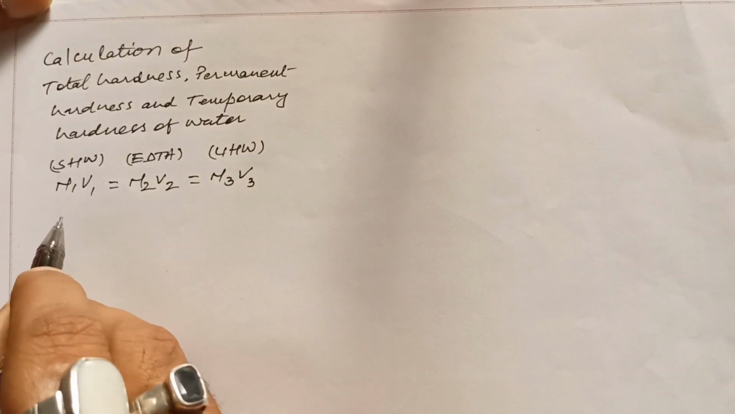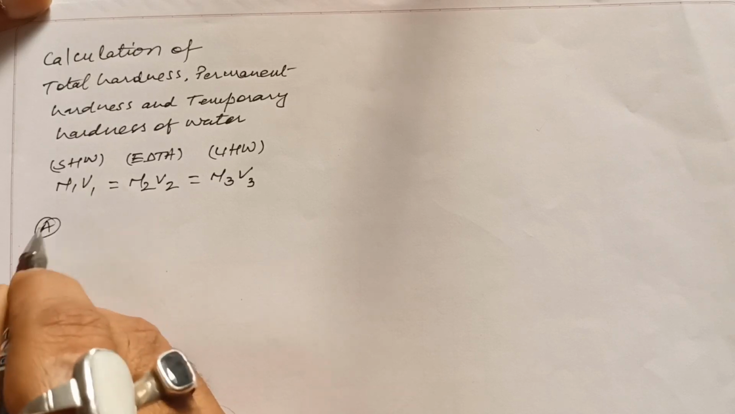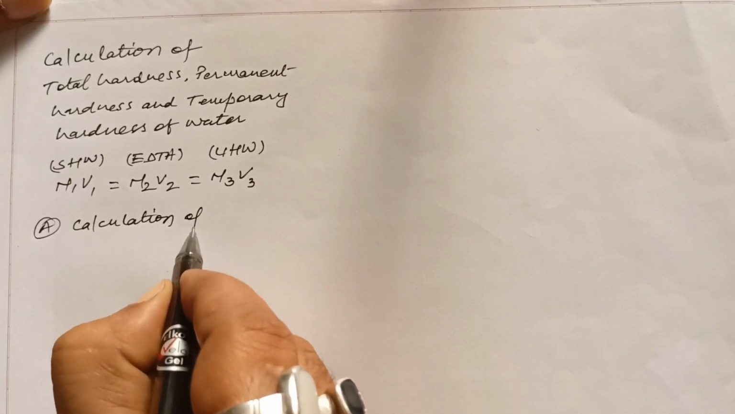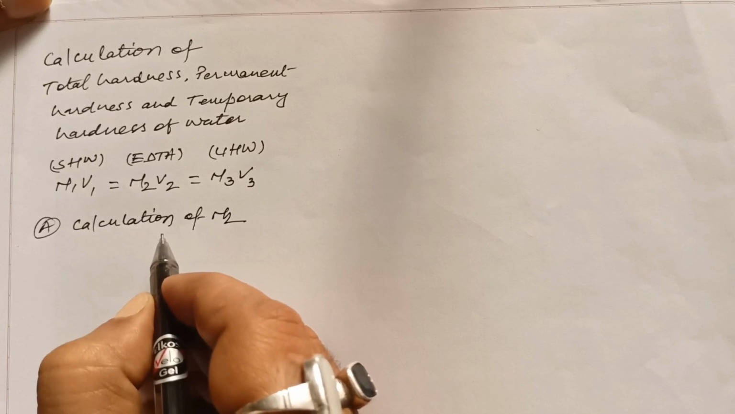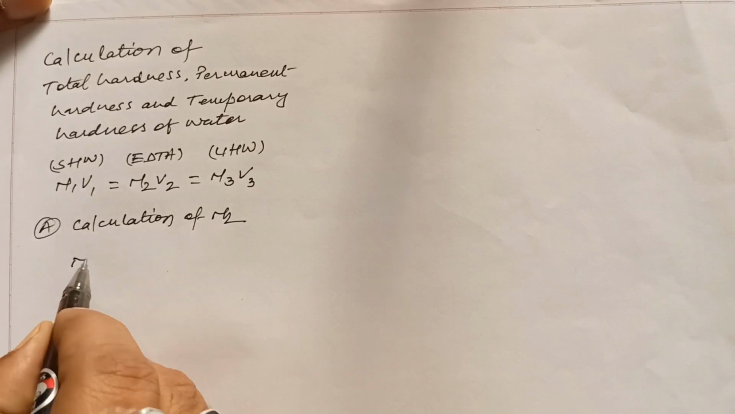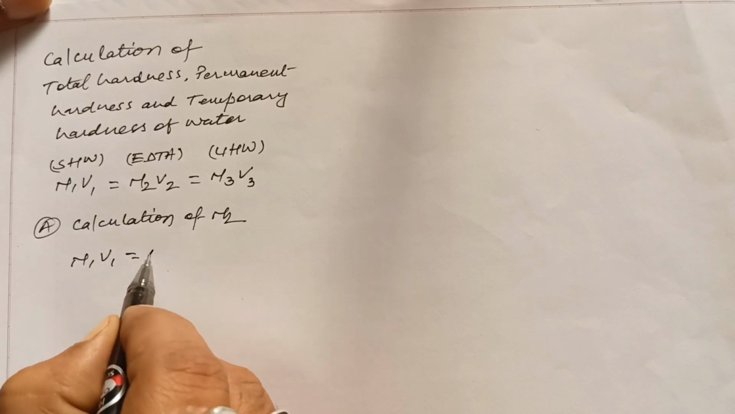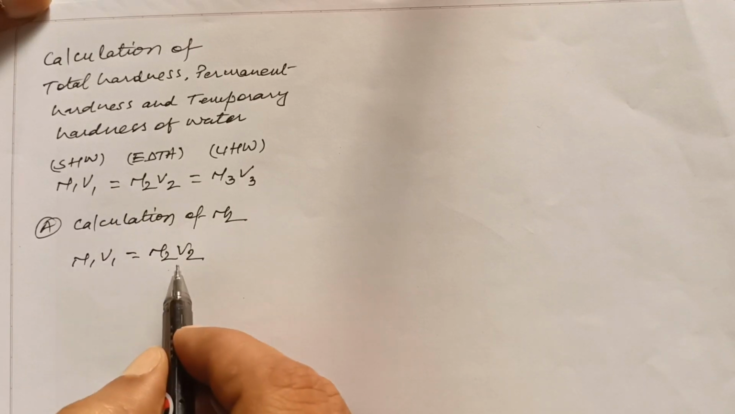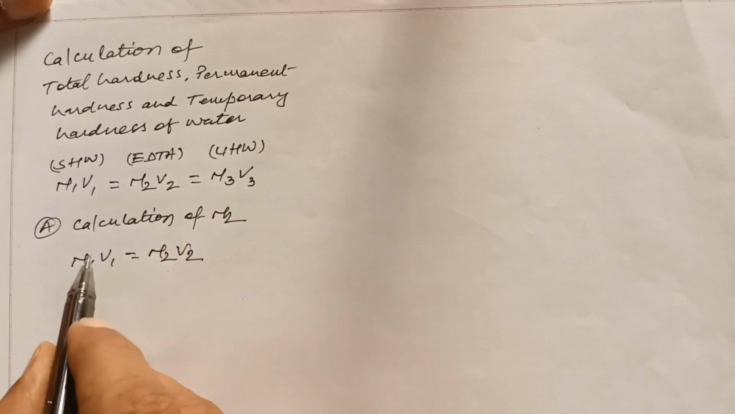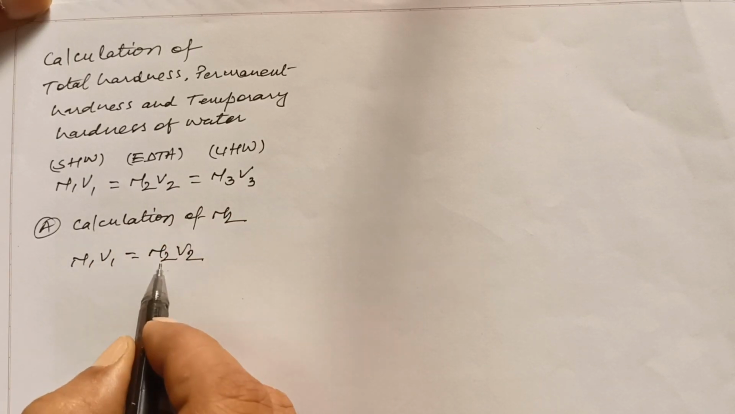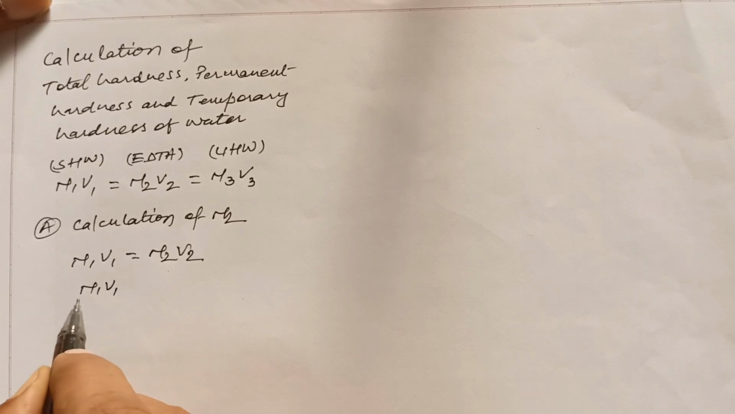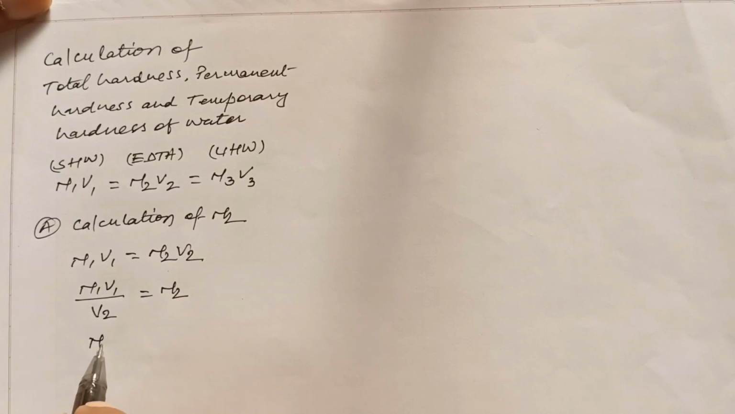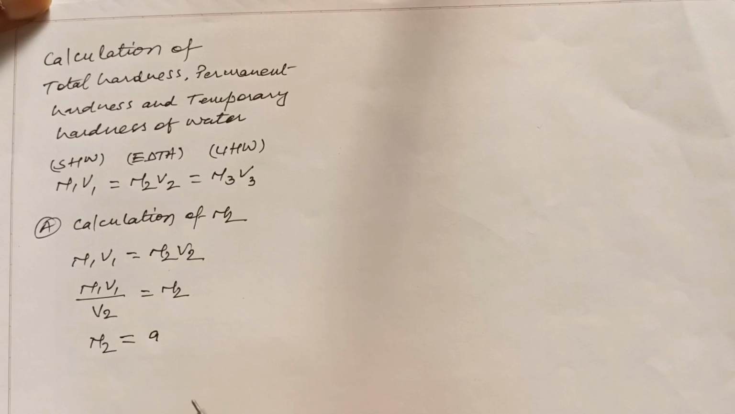So first we calculate, step A is calculation of normality N2, that means EDTA normality. So we simply put the formula N1V1 is equal to N2V2. This N1V1 is for standard hard water, this N2V2 is for EDTA solution. So we can calculate this N2. N1V1 divided by V2, so we get N2. Suppose we have a value N2 is A.